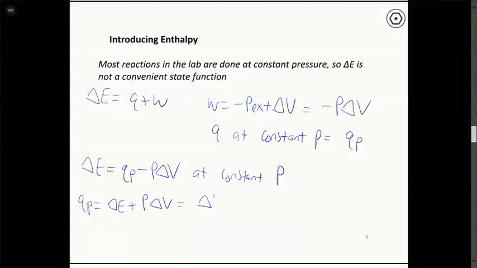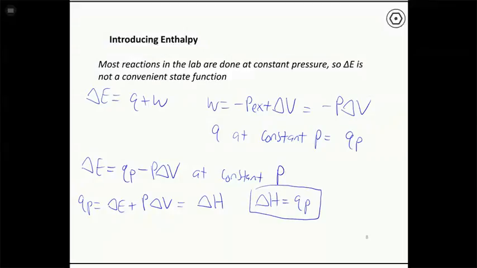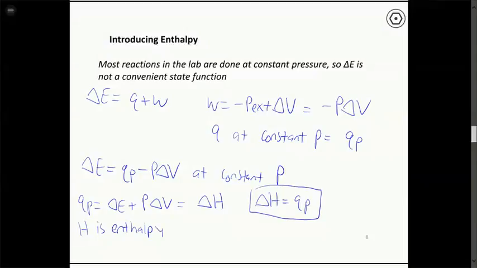And then we can rewrite that as a new state function, delta H. So the key equation here is that delta H is equal to QP. This is a much more convenient state function for us to measure when we're talking about chemical reactions, because it doesn't involve heat and work, it just involves measuring heat. H is what we call enthalpy. You'll see a lot more about enthalpy in chemistry, so this is an important topic for both this semester and next if you're in this chemistry sequence for the long haul.